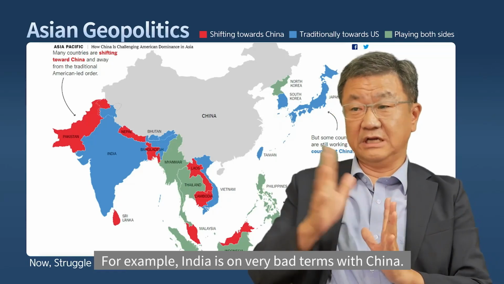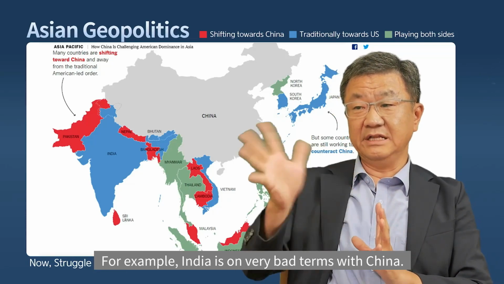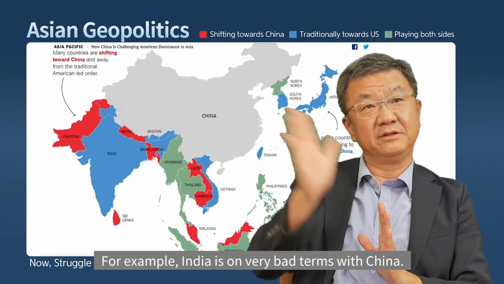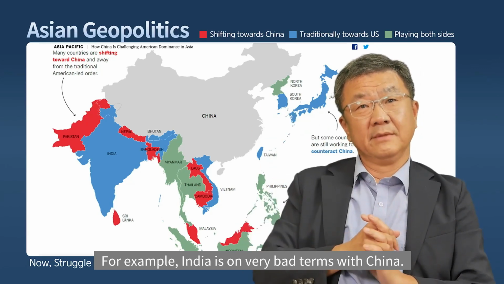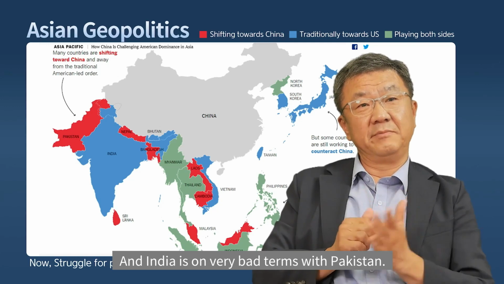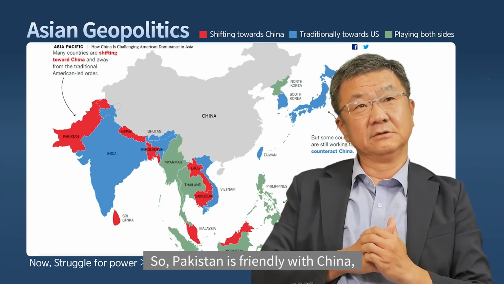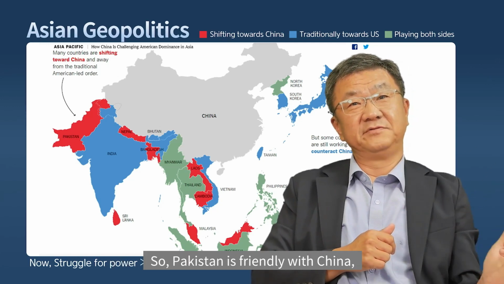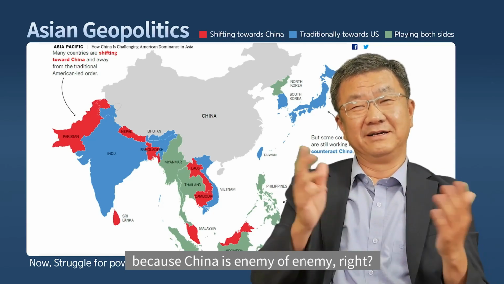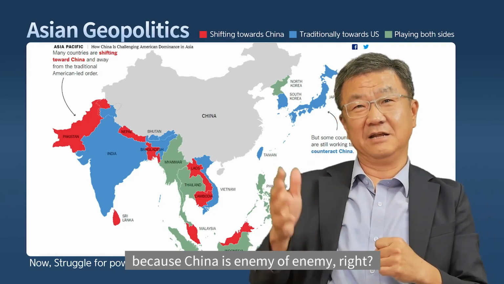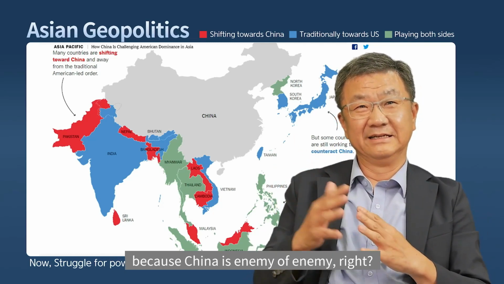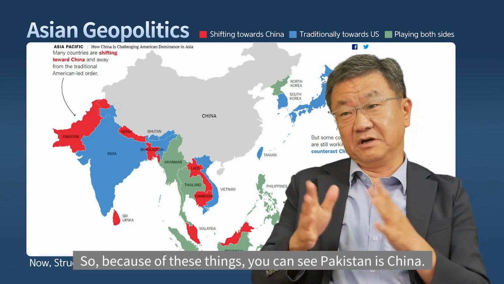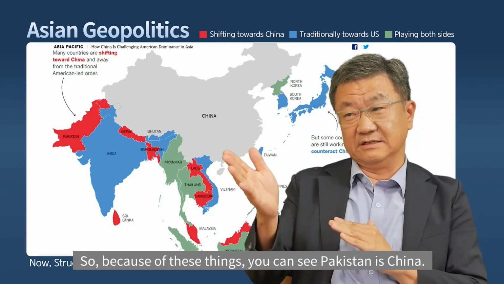geopolitics. So for example, India is on very bad terms with China. And India is on very bad terms with Pakistan. So Pakistan is friendly with China because China is an enemy of an enemy, right? So because of these things, you can see Pakistan is close to China.